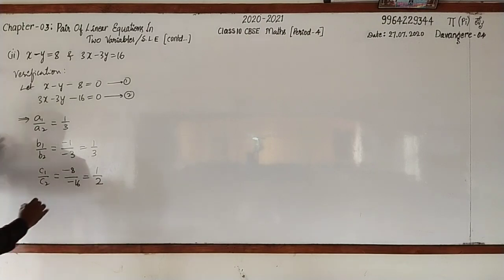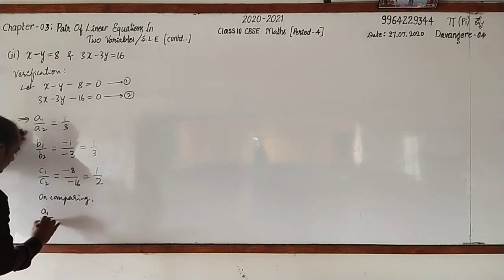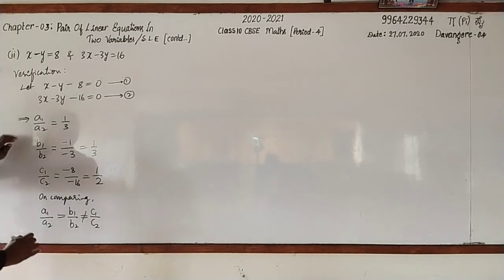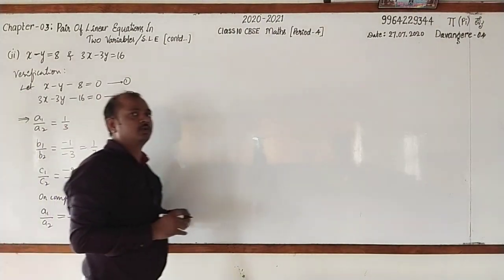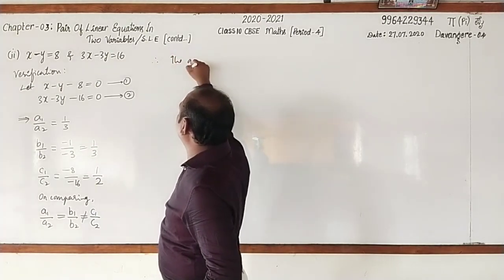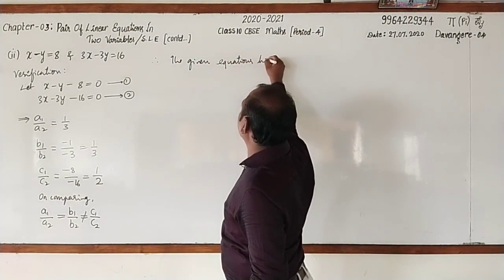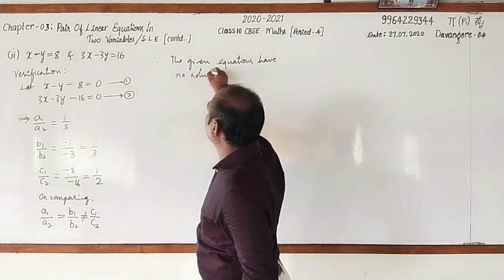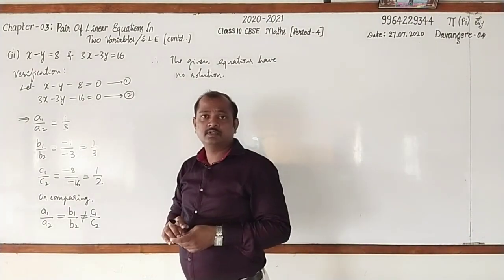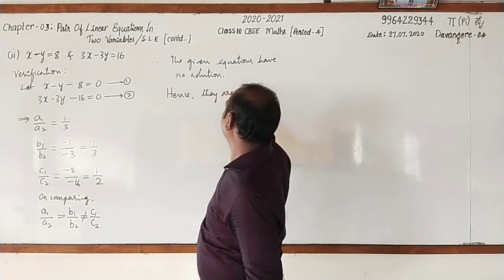Means C1 by C2. Here I'll write, on comparing, you can decide that A1 by A2 is equal to B1 by B2, but not equal to C1 by C2. Clear? If this condition holds good, then what type of solutions does it have? We can say that, therefore, the given equations have no solution. Clear? If they have no solution, then are they consistent? No. Hence, the given equations are inconsistent.